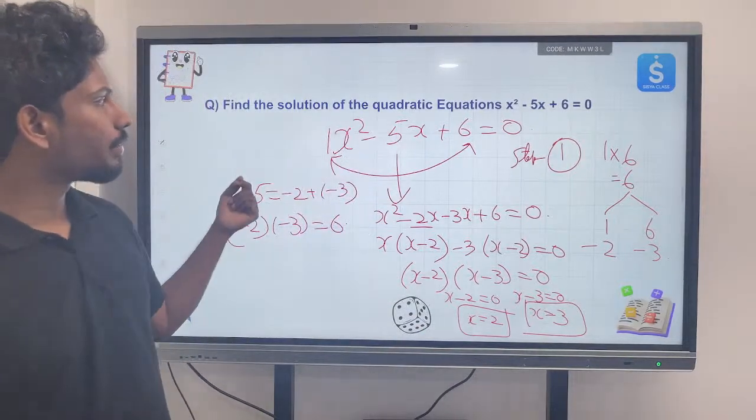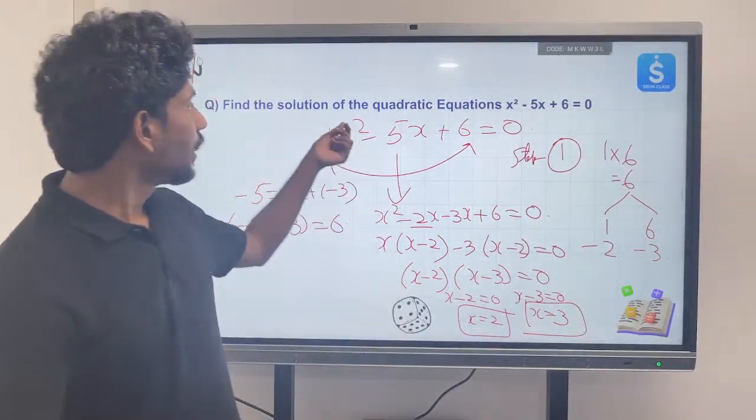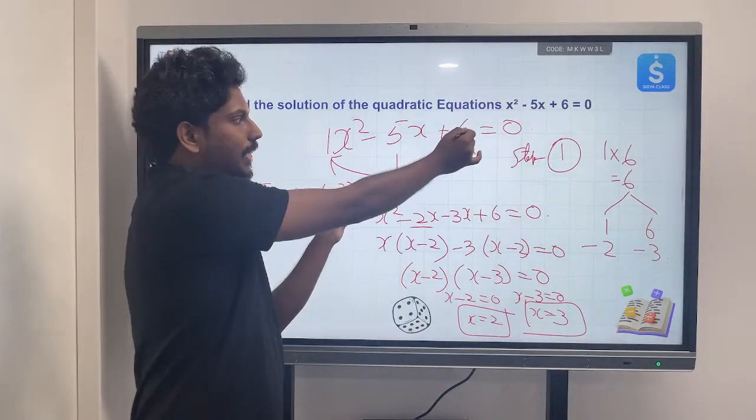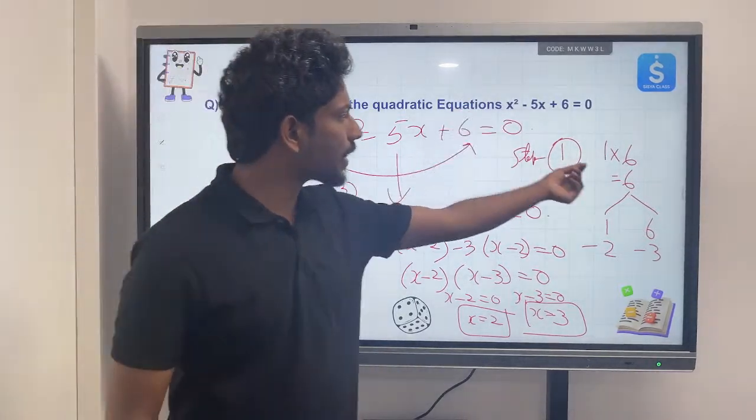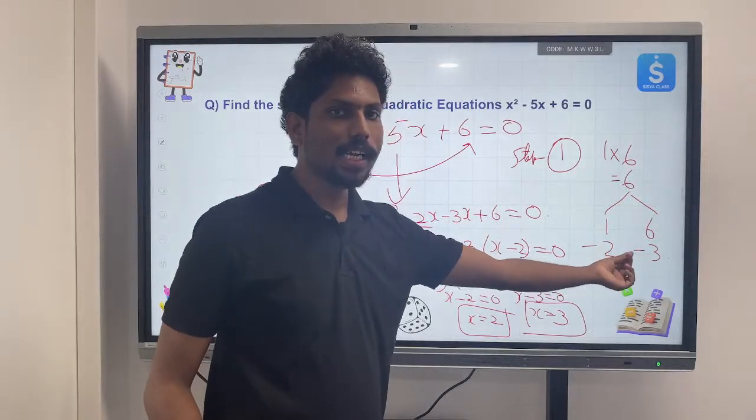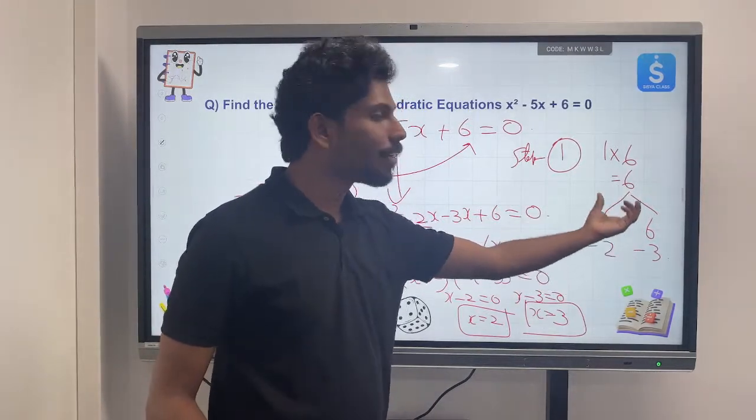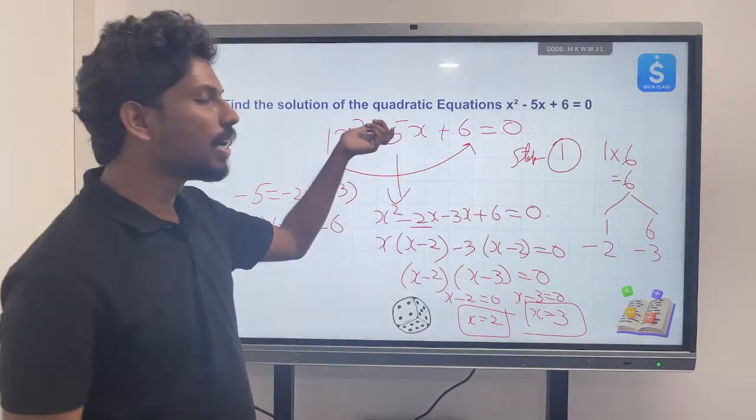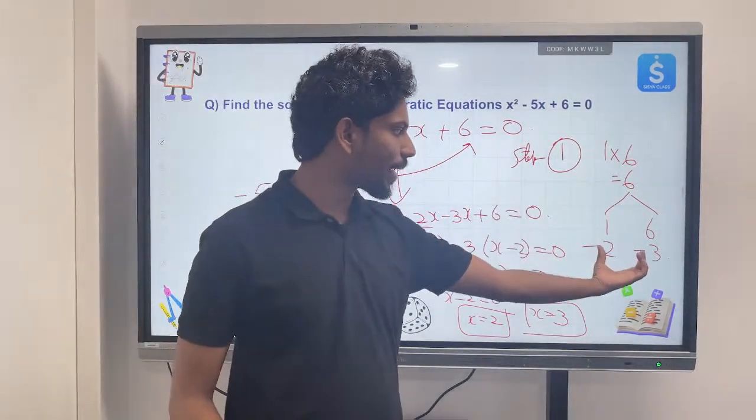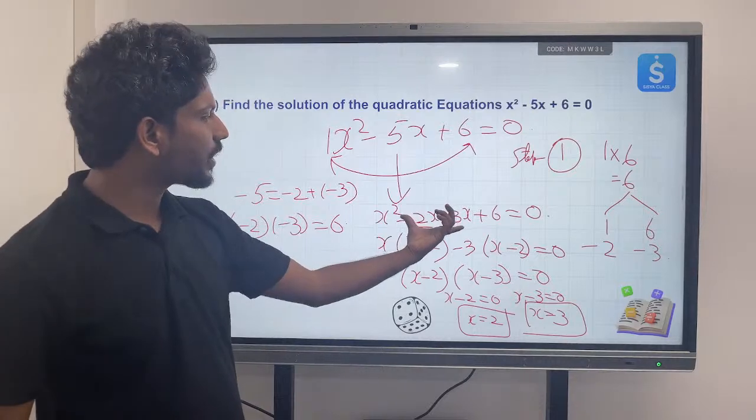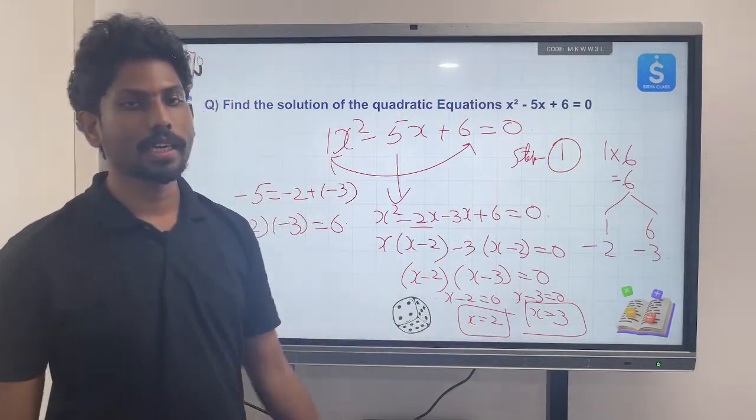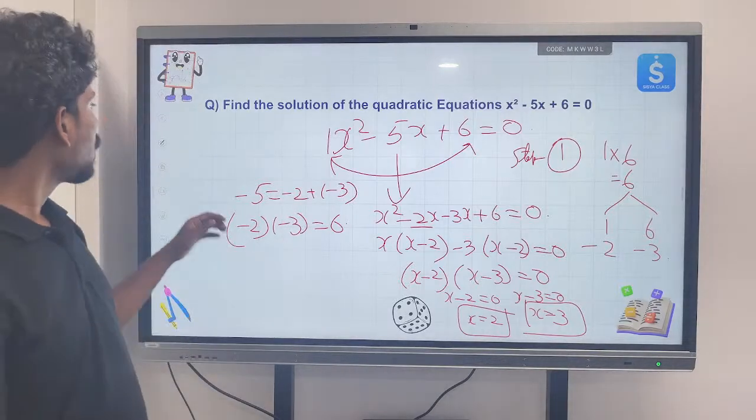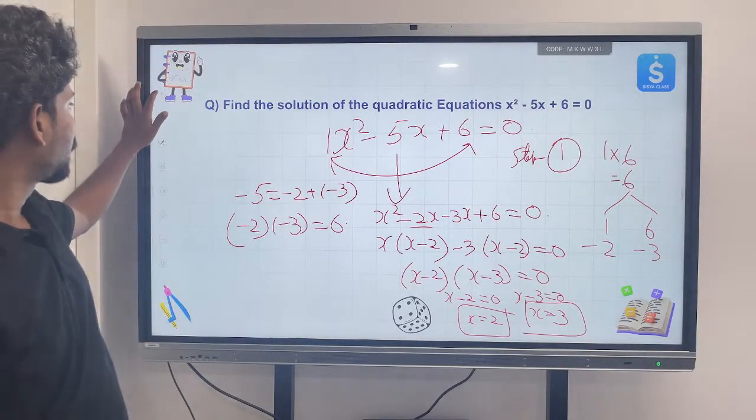Again, I would like to quickly wrap up this concept once more. First you need to choose the coefficient of x square, 1, and the constant 6. You need to multiply this 1 into 6 and then find the factors of 6. We need to choose the factors in such a way that if we add the factors, we get the middle term. So I have chosen minus 2 and minus 3, and then I have split, then taken the common, and this is how I get the final answer. This is how you do the procedure of factorization or splitting the middle term, right?